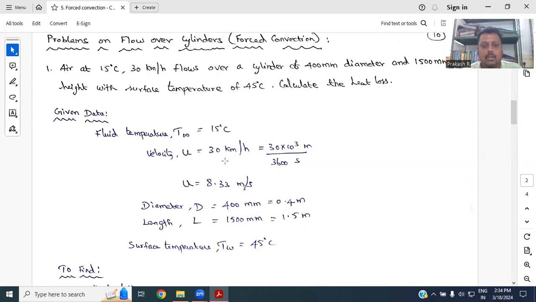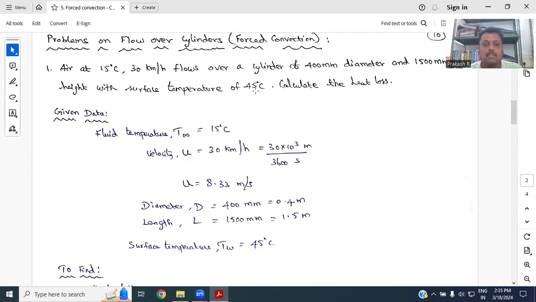Therefore, we need to find the values in terms of meter per second. Kilometer to meter, multiply by 1000, hour to second, divided by 3600. By substituting this value, the velocity is 8.33 meter per second. The diameter and height are given as 400 millimeter and 1500 millimeter. So diameter D is equal to 400 millimeter. We need to convert it to meter, so divided by 1000, 0.4 meter. The length L is equal to 1500, so divided by 1000, 1.5 meter.